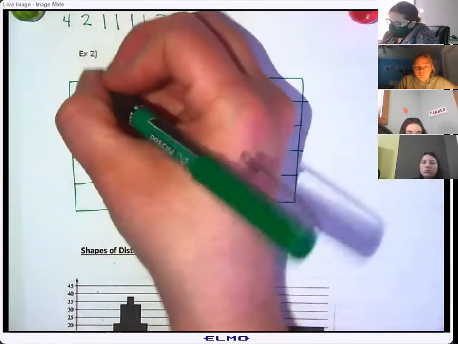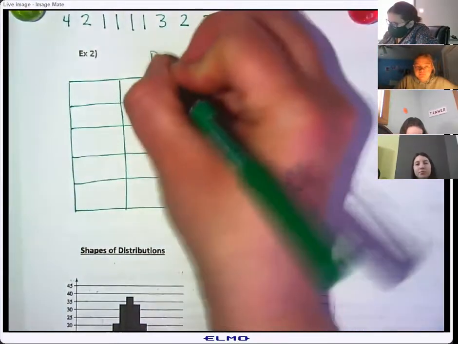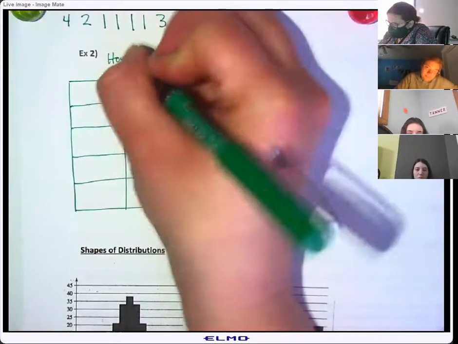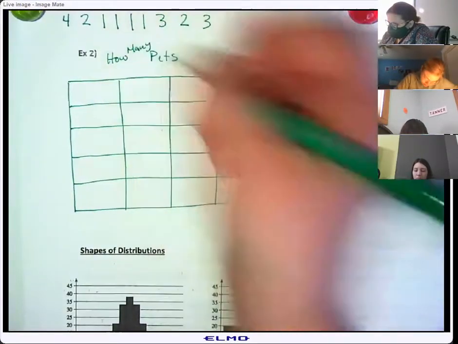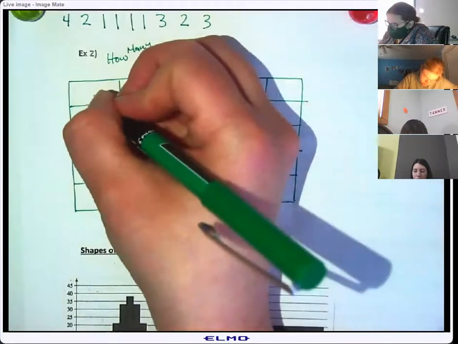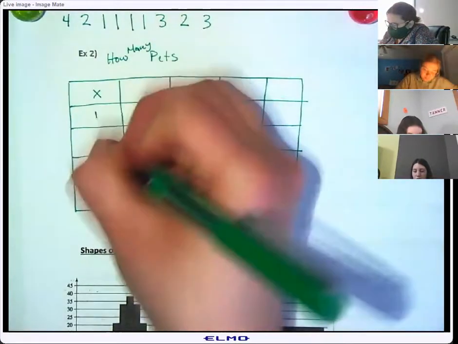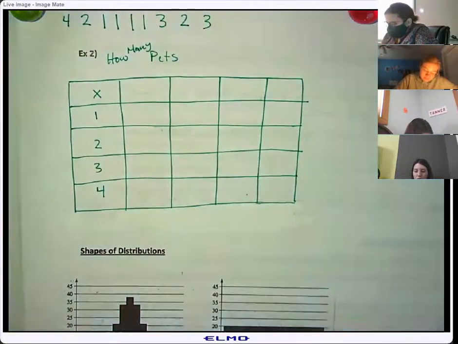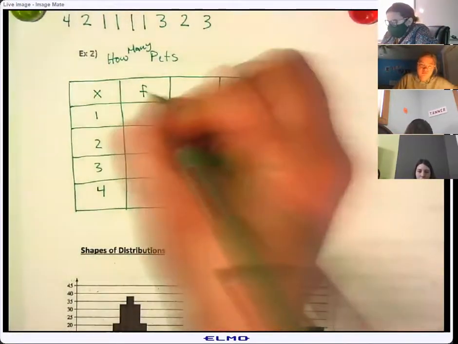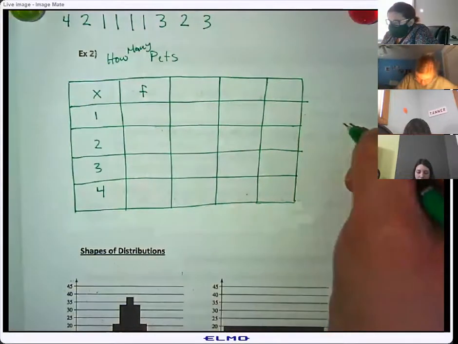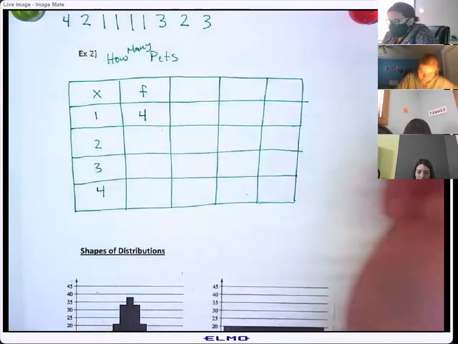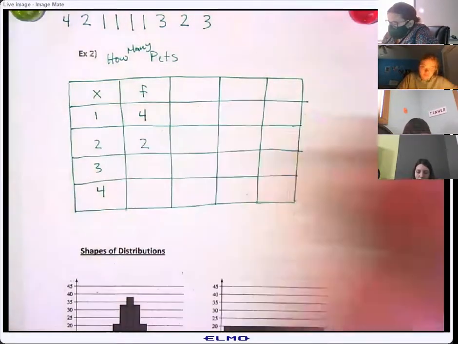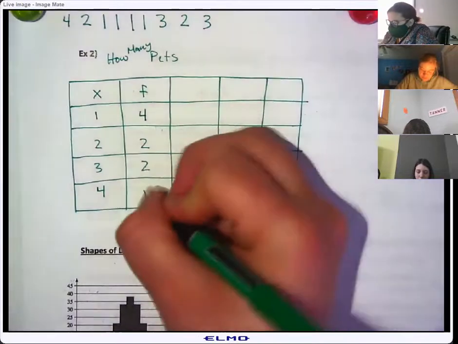Okay. So this is how many pets we have. And so first we have our data points and we've got one, two, three, four pets. And then frequency is how many people are in each category. So it looks like we have four people who have one pet, and two people who have two pets, and two people who have three pets, and one person who has four pets.